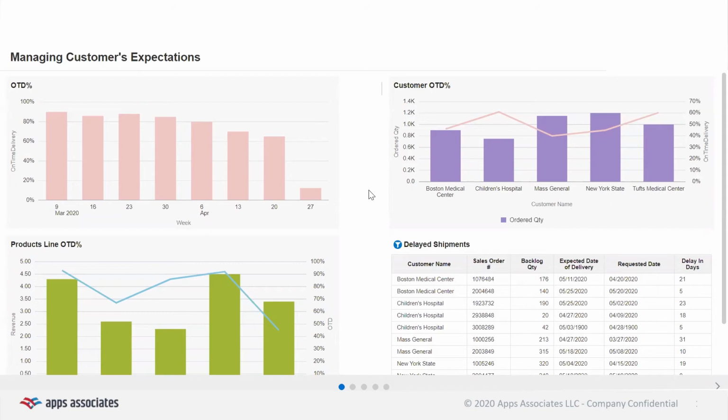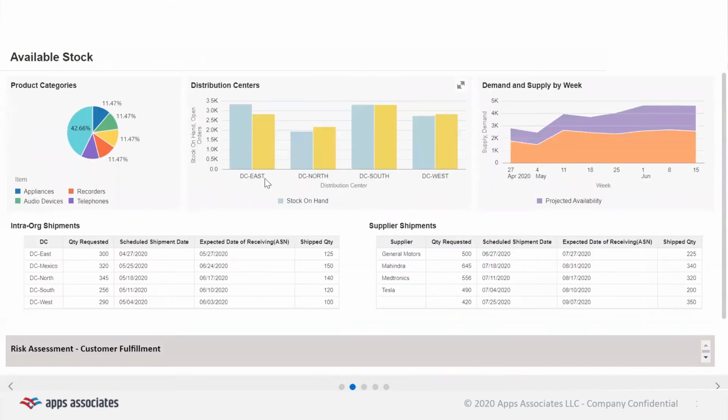We identify the delayed shipments for every sales order that has been delayed, listing those out, and also projecting the expected delivery dates and the quantity. This helps in prioritizing and managing customers' expectations, making sure customers are informed about the delay and the expected time of arrival. As we look into the overall customers' expectations and how we are doing from a customer delivery point of view, we want to see what the organization has with respect to the available stock.